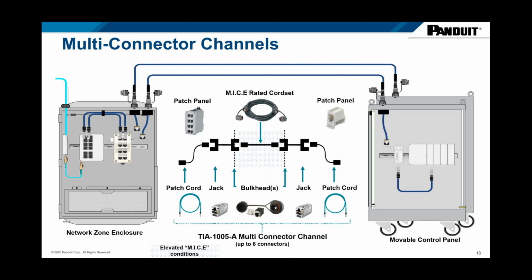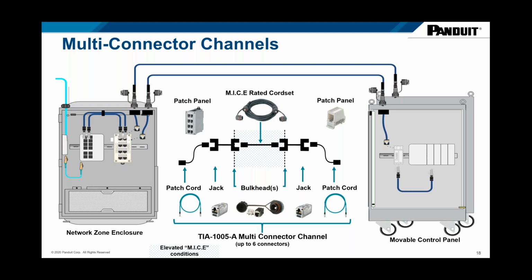So now I can use a M.I.C.E rated cord set, something that's IP67, it might be shielded, and now I can connect between those two panels, and I can also move that panel around. So let's say this panel is used, sometimes it's used for a week, and then they pull it out and they put something else in, run a different line of production. That's what this multi-connector channel allows us to do. It allows a mobile panel and then also a sealed connection on either end.